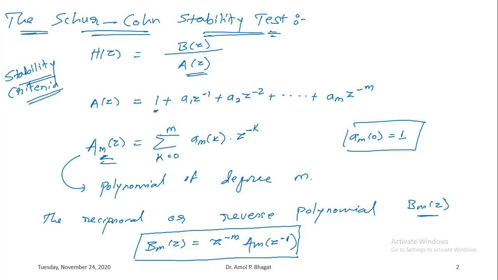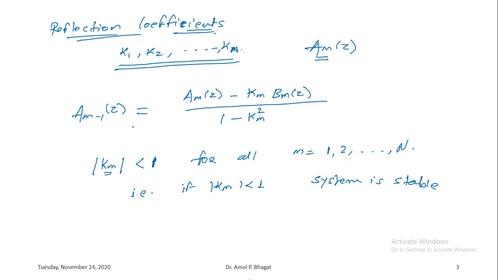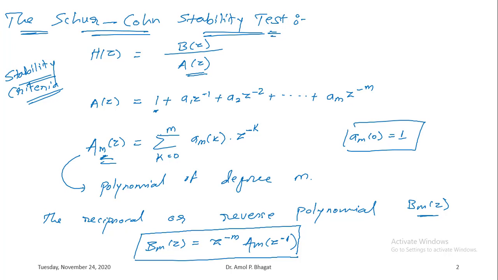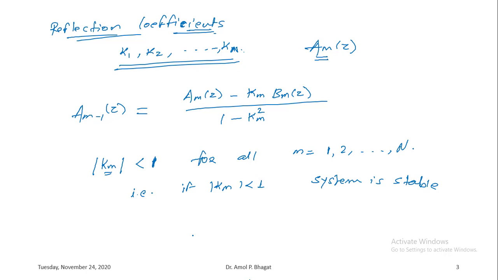From this Am of z, you can identify the value of Km, that is the reflection coefficient Km. As well, from Am of z, you can identify the reverse order polynomial, or reciprocal polynomial, Bm of z. After identifying Bm of z, you can identify the lower order polynomial. You have to identify lower order polynomials until you get A1 of z. So basically this Am minus 1 of z will be utilized for identifying the lower degree polynomial.